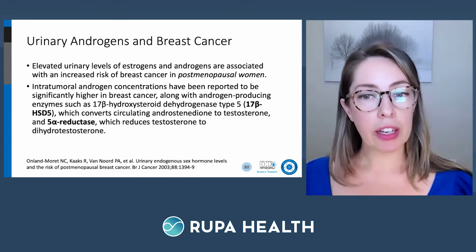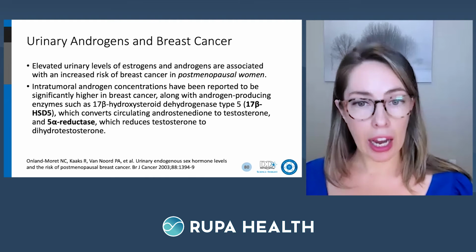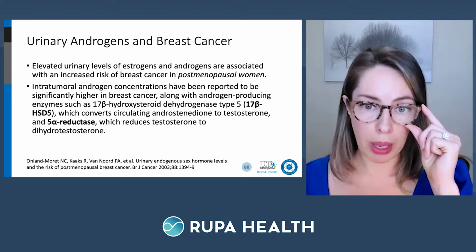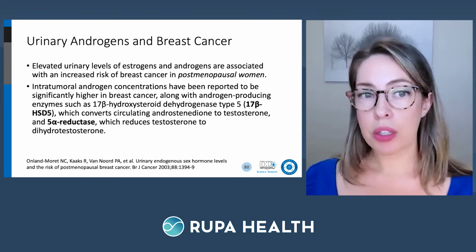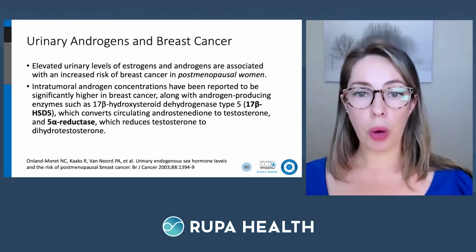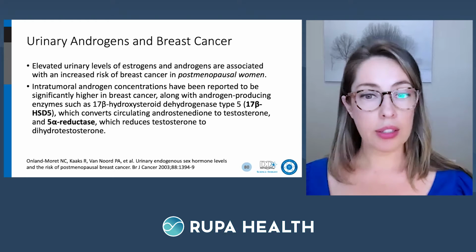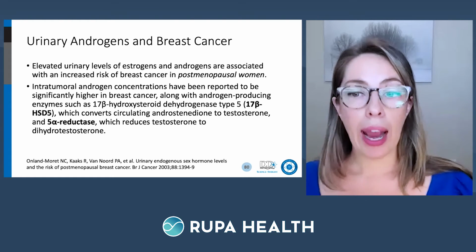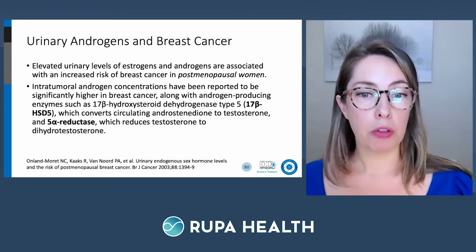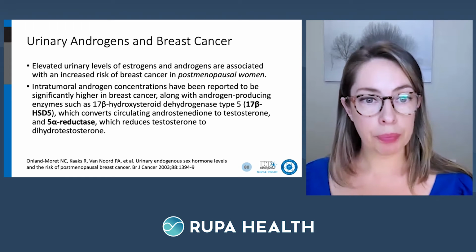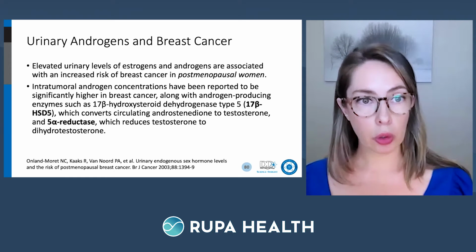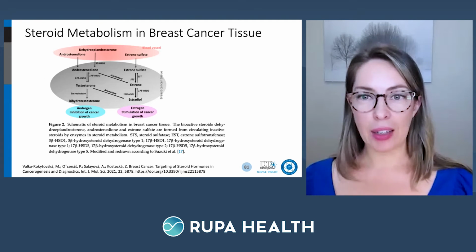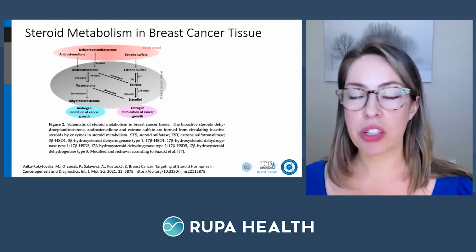This study found that elevated urinary levels of estrogens and androgens were associated with an increased risk of breast cancer in postmenopausal women. So they said it wasn't just aromatase. They were saying also watch out for that 17 beta HSD moving androstenedione to testosterone, and watch out for 5-alpha reductase moving testosterone to DHT. So not all the studies are going to agree, but we have to decide for ourselves what makes the most sense, be cautious, and continue to watch this research.